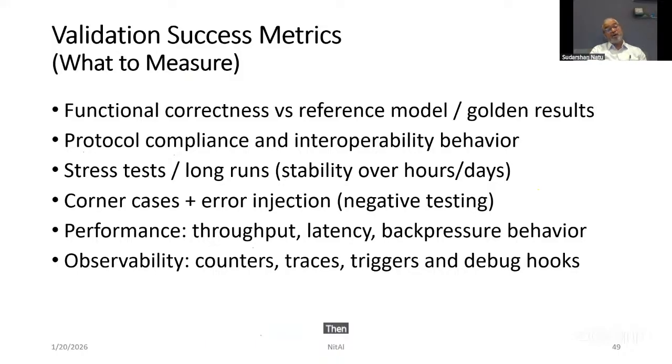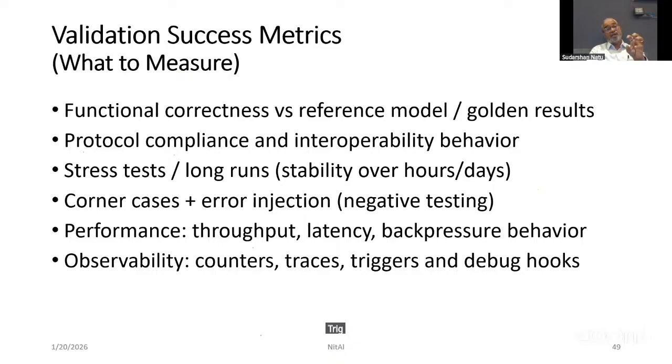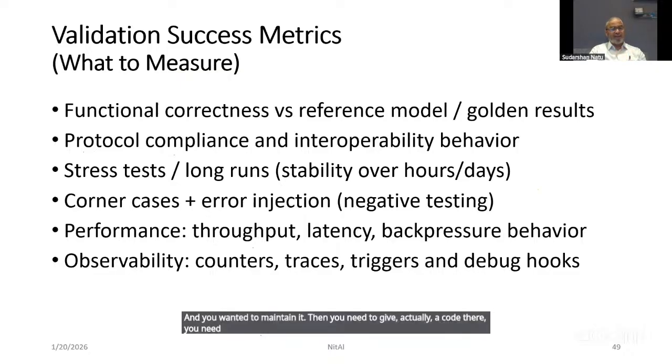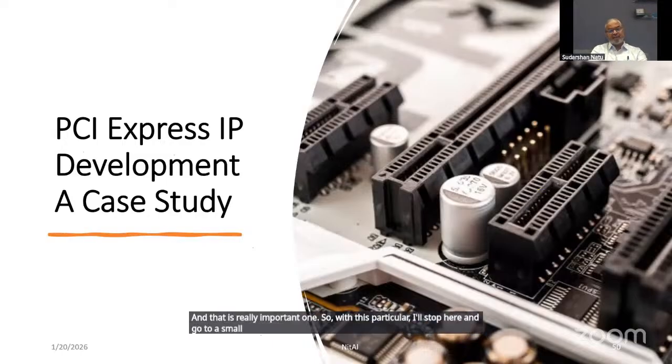Then whether observability is there. If there are certain challenges, are you able to put in counters, buffer traces, and triggers, so that debug hooks are there? If your IP building block is given to someone and you want to maintain it, then you need to give actual code there. You need to tap it, and that is really important. So with this, I'll stop here and go to a small PCI Express development case study.